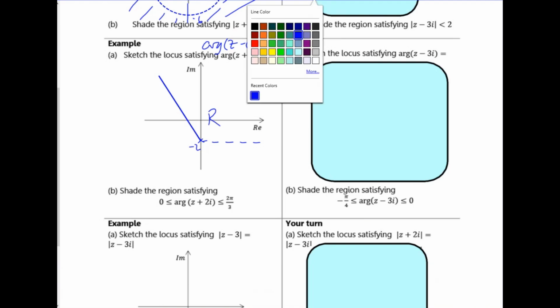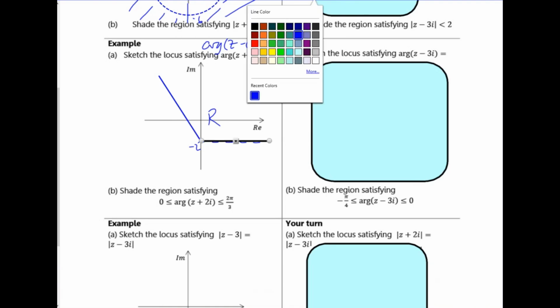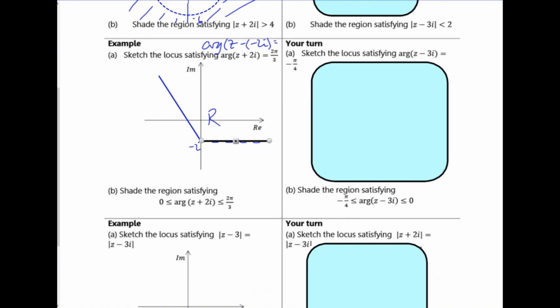I am going to make the horizontal a solid line as well. So we're going in between this one and this one, and so I'm just going to shade this like this. This is the bit that we do want. So arguments in between 0 and 2 pi over 3.